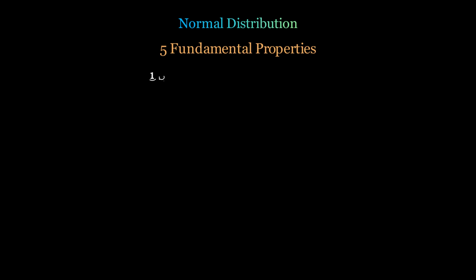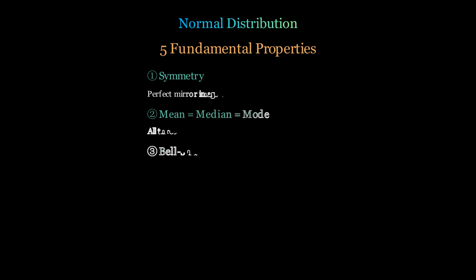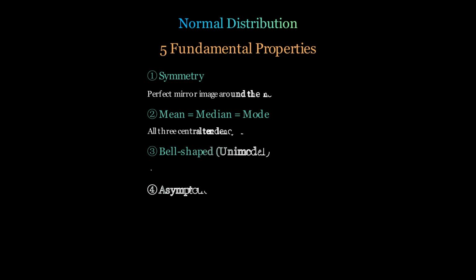Let's solidify 5 fundamental properties that define every normal distribution. First, perfect symmetry. The left half is a mirror image of the right. Always. Second, the mean, median, and mode are all identical and located at the center. This is unique to symmetric distributions and simplifies analysis enormously.